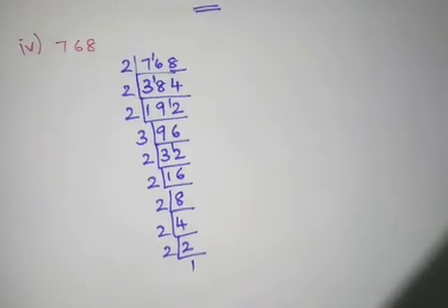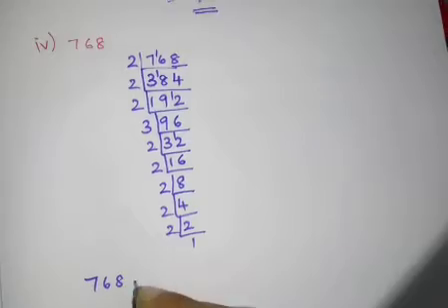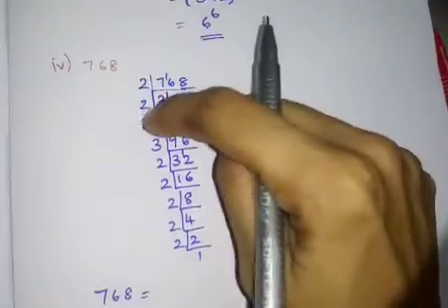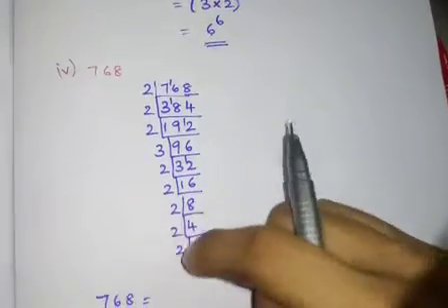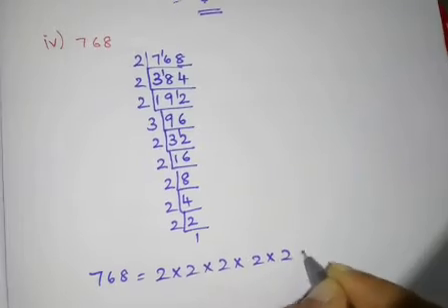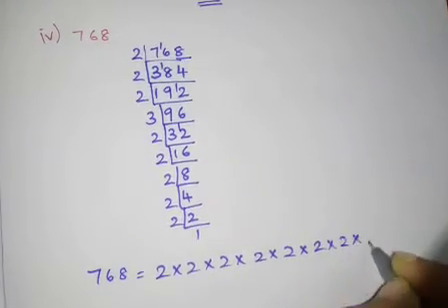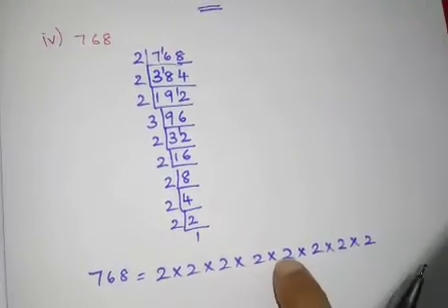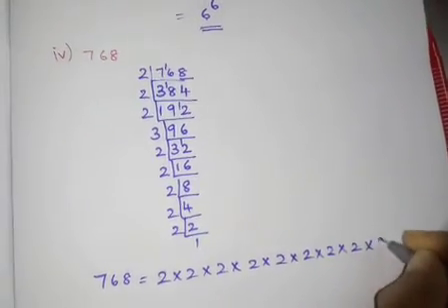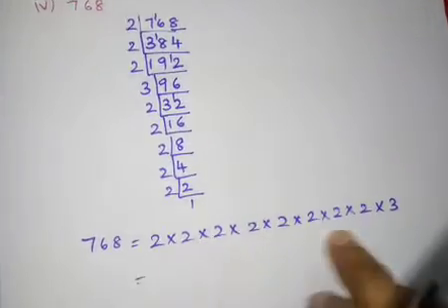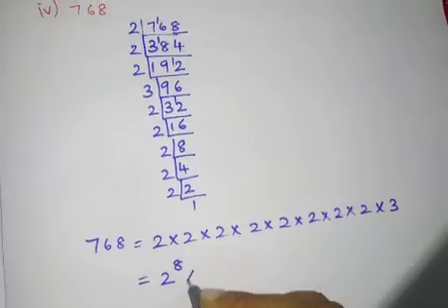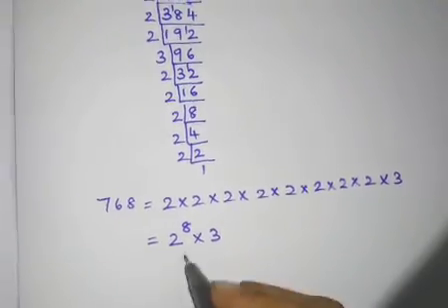2 1s are 2. Okay, so 768 can be written as, how many 2s are there? First you count. 1, 2, 3, 4, 5, 6, 7, 8. Just multiply 8 2s, children, first, into 3. I am just multiplying all the 2s first, then 3. So how many 2s are there? 2 power 8 into 3. So this is your answer.